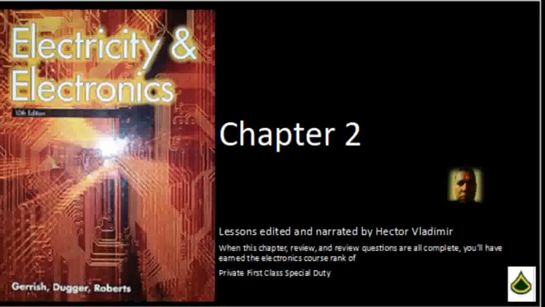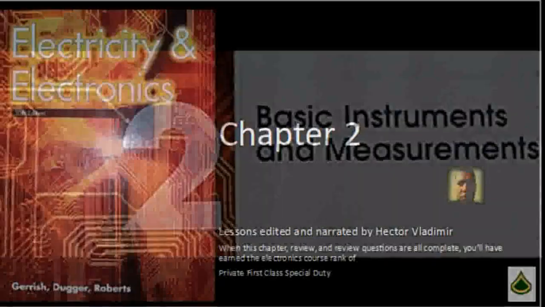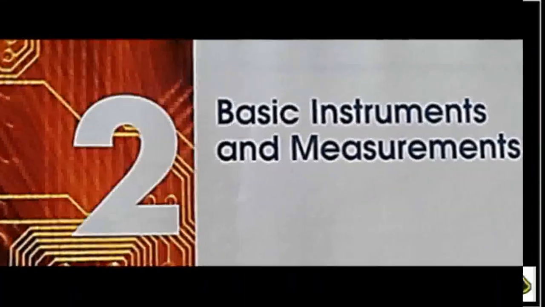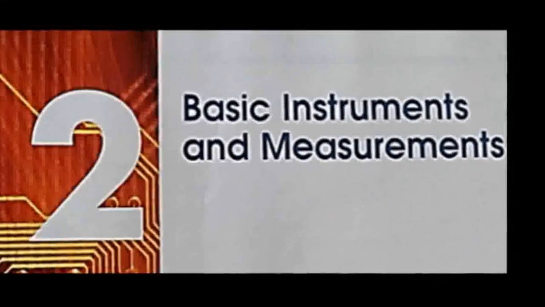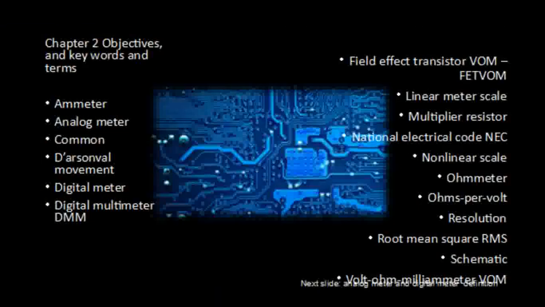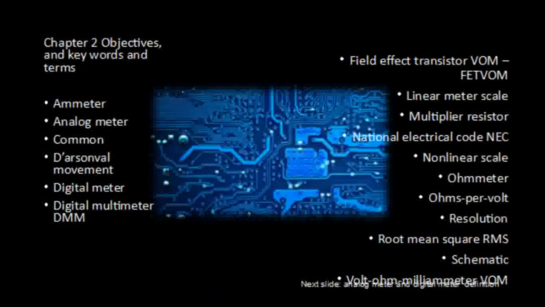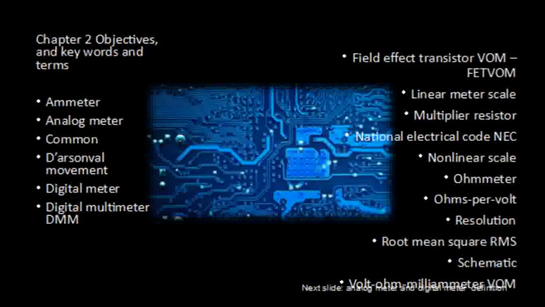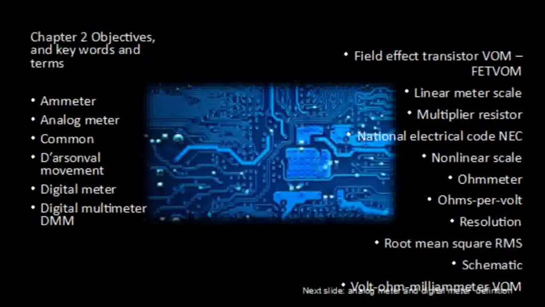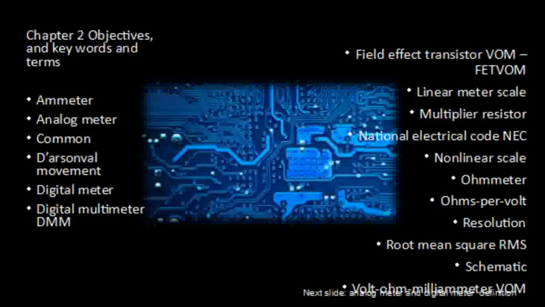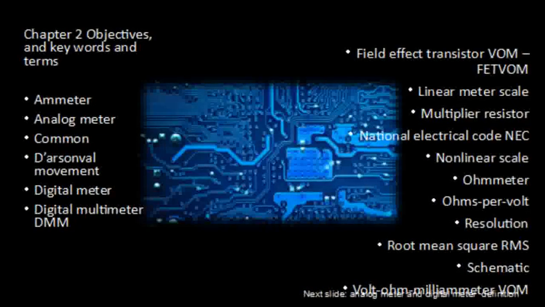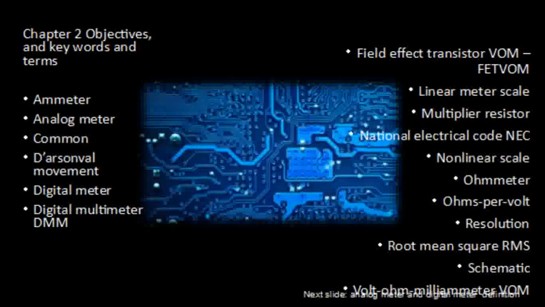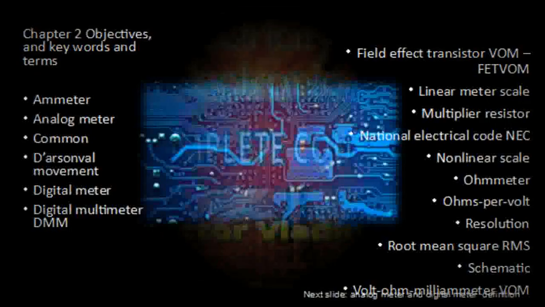Ammeter, analog meter, common, D'Arsonval movement, digital multimeter or DMM, field effect transistor volt-ohm-meter or FET VOM, linear meter scale, multiplier resistor, and the National Electrical Code. Other words include nonlinear scale, ohmmeter, ohms per volt, resolution, root mean square, RMS value, schematic, shunt, volt-ohm-meter or VOM.